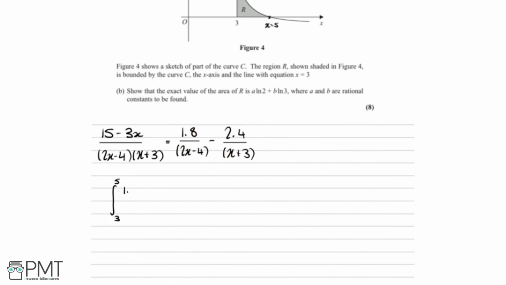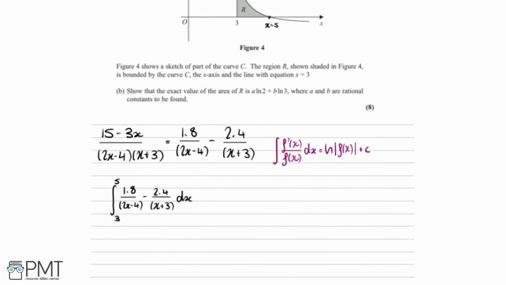So we've got 1.8 over (2x minus 4) minus 2.4 over (x plus 3), and we're going to integrate that with respect to x. Now, one of the rules of integration we can use is that if we're integrating something in the form of f dash of x over f of x with respect to x, that will equal the natural log of the modulus of f of x plus c.